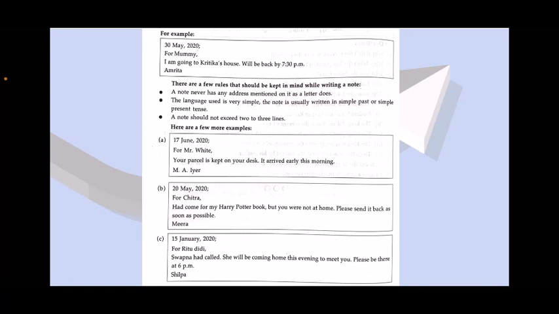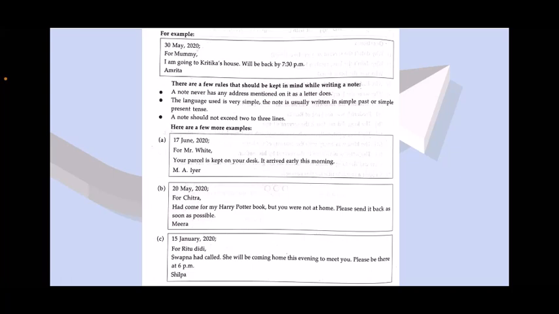Next example, 15 January 2020 for Ritu Didi. Swapna had called. She will be coming home this evening to meet you. Please be there at 6 p.m. Shilpa. Now Shilpa has written this note for Ritu and she says that someone is going to come to meet her in the evening at 6 p.m. For some reason, Shilpa is not directly able to tell Ritu this information. So she has written this note and she has also mentioned the date on top.